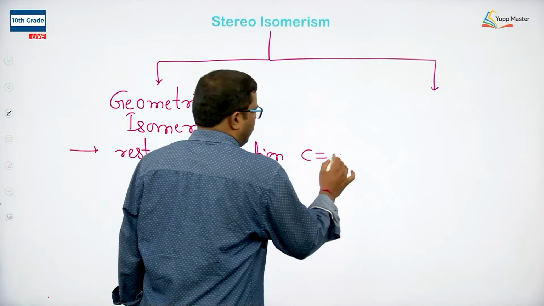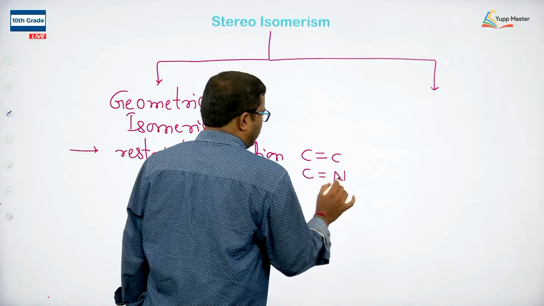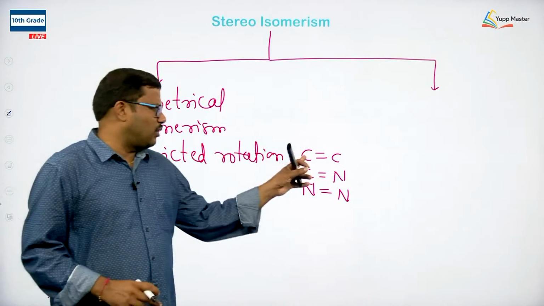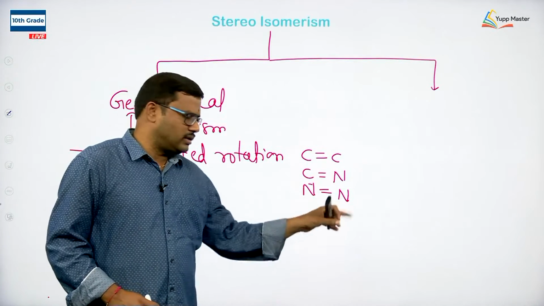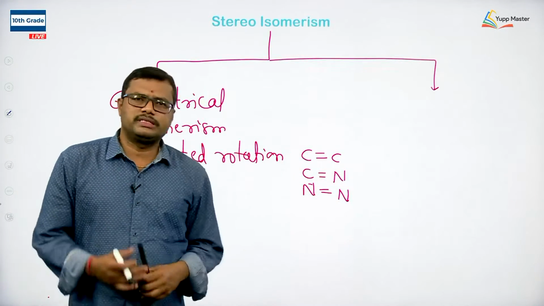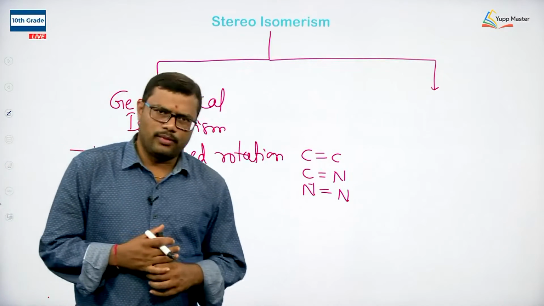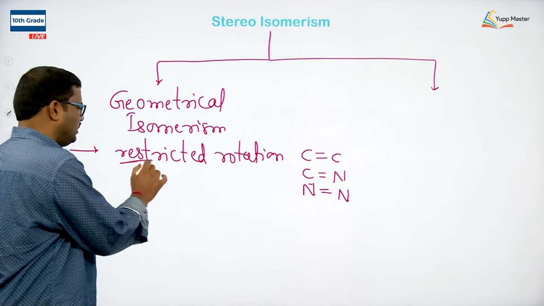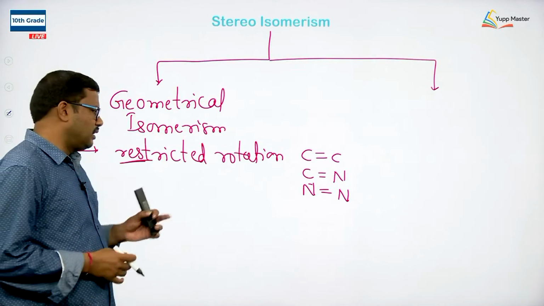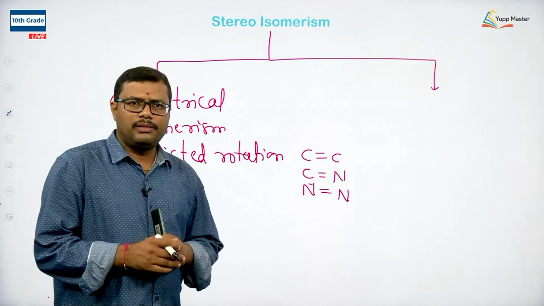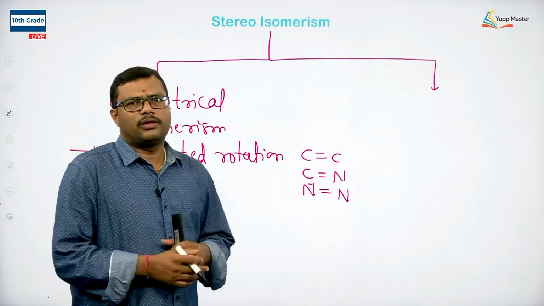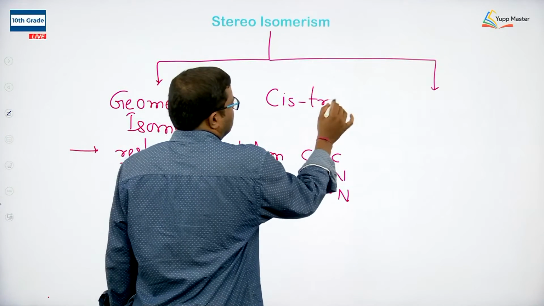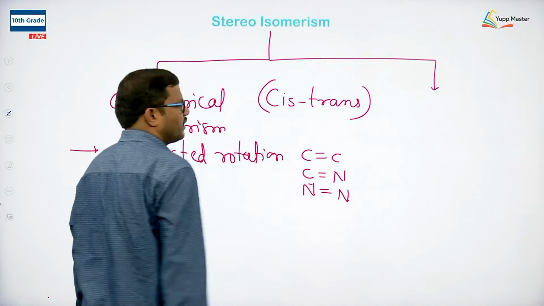Generally, in the carbon-carbon double bond, carbon-nitrogen double bond or nitrogen-nitrogen double bond, the rotation is restricted because of the presence of the double bond, that is the pi bond, and thereby rotation is not possible. Because of the restricted rotation, the groups will orient specifically in the 3-dimensional space around the molecule, and thereby we get the isomerism. Geometrical isomerism is also termed cis-trans isomerism.